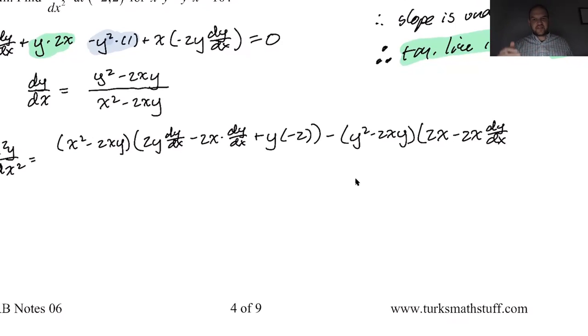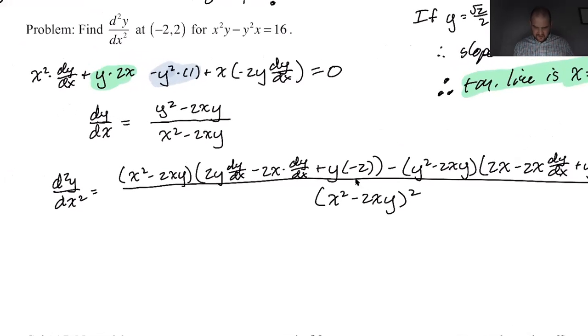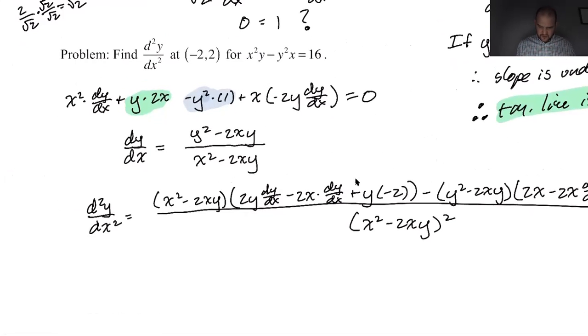So it's bottom times derivative of the top minus top times derivative of the bottom. Okay, and then I'm in the middle of a product rule. First times derivative of the second, second times derivative of the first. So plus y times negative 2. I hope I didn't mess that up, but that could have cost me. All over the bottom squared. Okay.